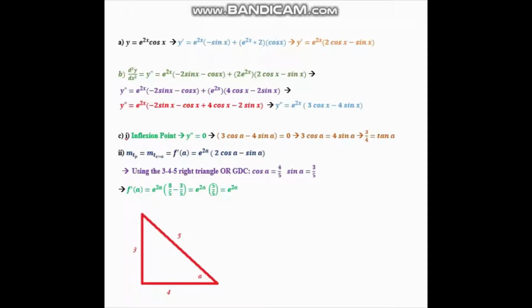So this is an easy implementation of the product rule. There is our u, there is our v, this is u v dash, and this is v u dash. And in order to match the expression in the question, I shall take out e to the power of 2x as a common factor, and the remaining terms are negative sine x and 2 cosine x. So this is what my final expression shall look like.